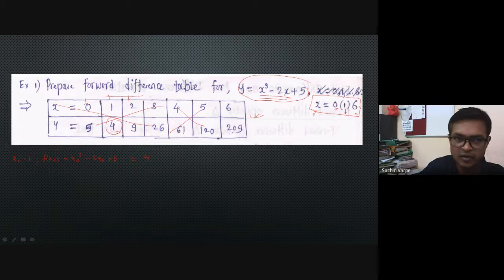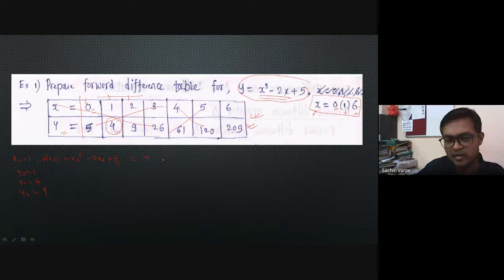Similarly, for x is equal to 0, y naught will be 5. You can substitute into this. You have to substitute like this and find out all the y values. So y naught is 5, then y1 will be 4, then y2 will be 9 and so on. Then prepare this table for x values and corresponding y values, right?